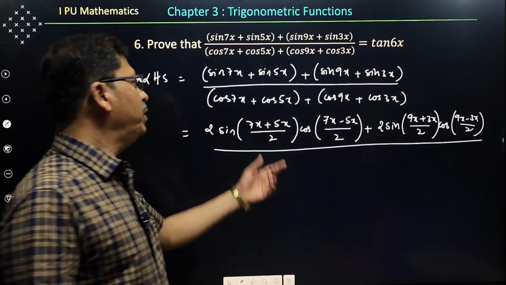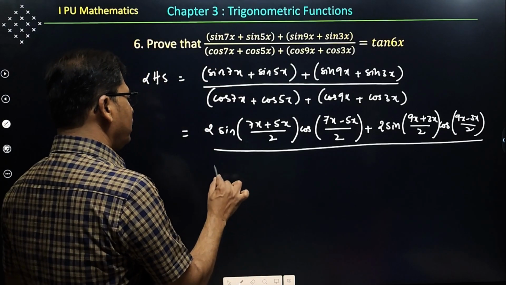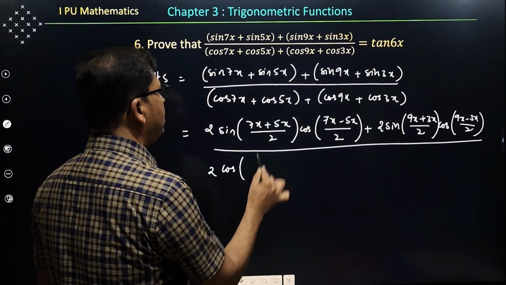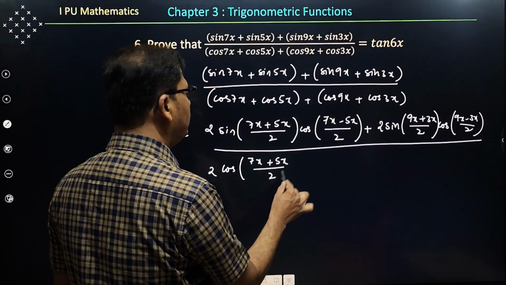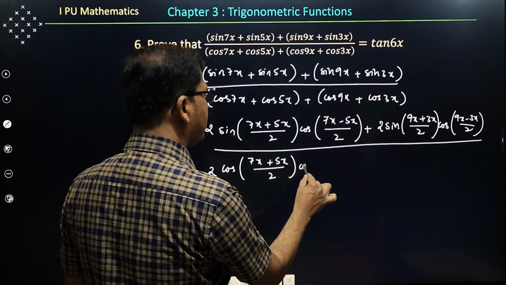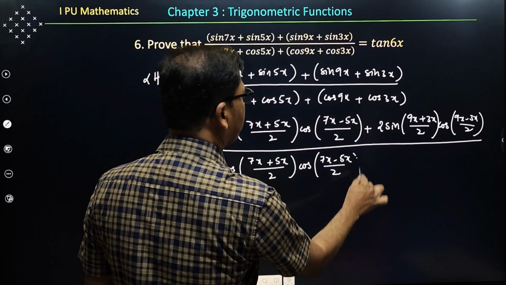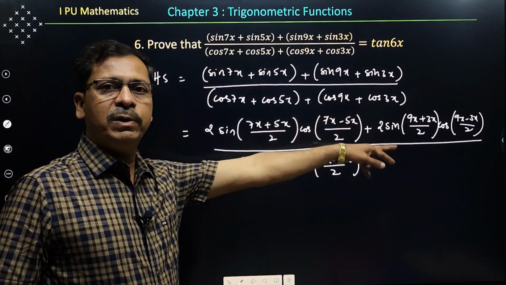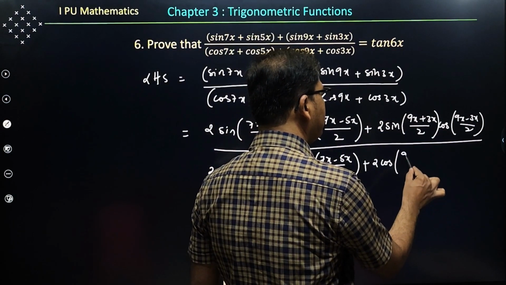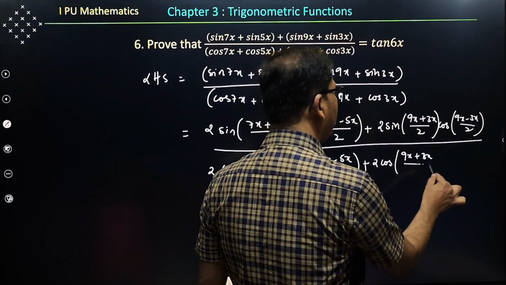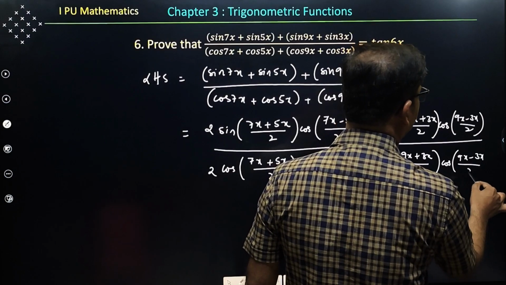Same again, but you need to apply the cos c plus cos d formula. 2 cos into cos. Right. 2 into cos of c plus d divided by 2, 7x plus 5x divided by 2, and then again cos of c minus d divided by 2, 7x minus 5x divided by 2 here. For the plus sign, again cos c plus cos d. 2 into cos of c plus d divided by 2, 9x plus 3x divided by 2, into cos of 9x minus 3x divided by 2 here. Okay.